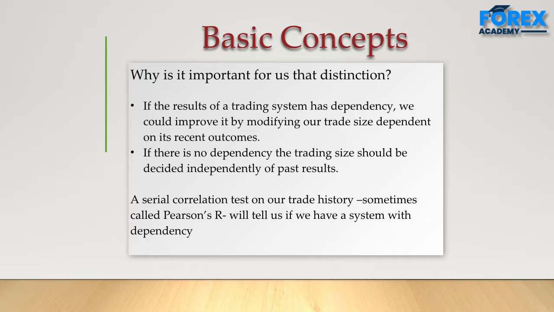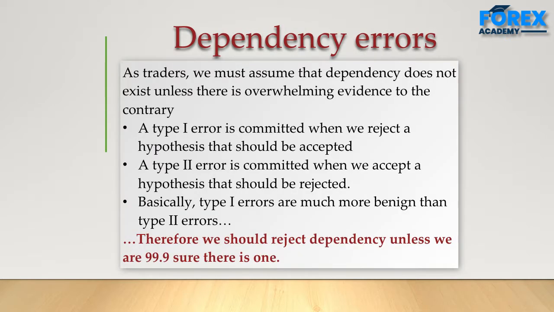A serial correlation test on our trade history, sometimes called Pearson's R, will tell us if we have a system with dependency. As traders, we must assume that dependency does not exist unless there is overwhelming evidence to the contrary. That is, when trading your system, you will be operating in a context where the result of the next trade is not affected by the outcomes of prior trades.